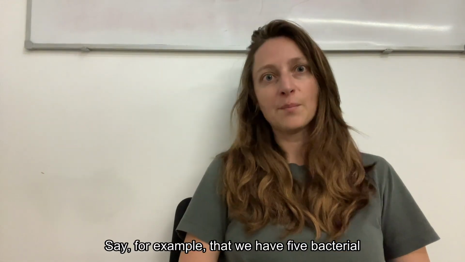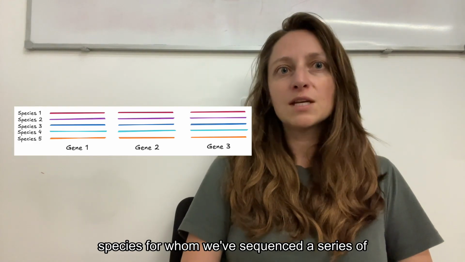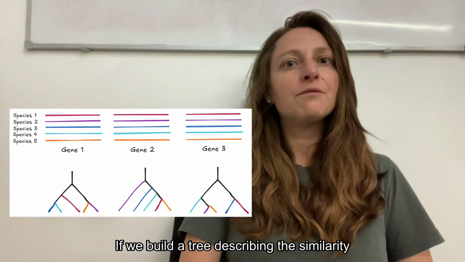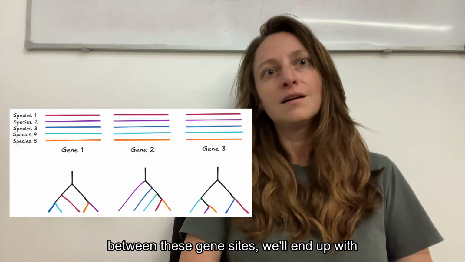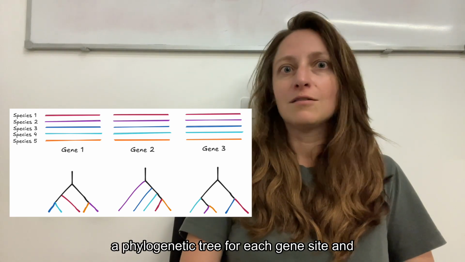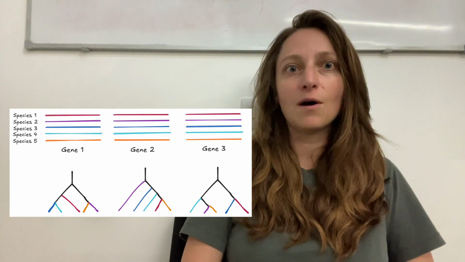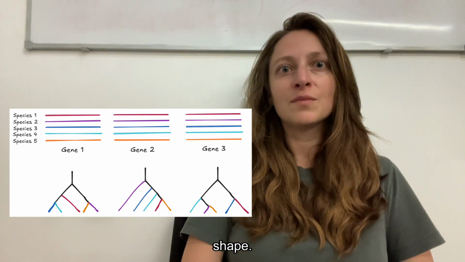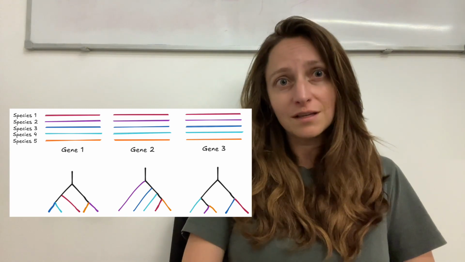Say, for example, that we have 5 bacterial species for whom we've sequenced a series of gene sites. If we build a tree describing the similarity between these gene sites, we'll end up with a phylogenetic tree for each gene site and a set of trees overall. These trees are unlikely to have the same shape. In phylogenetics, this is called the tree's topology.